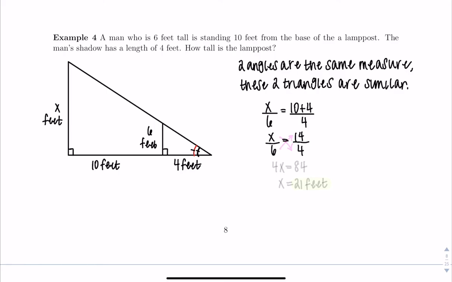We can cross multiply. So we get 4x equals 84, or x equals 21 feet. So our lamppost is 21 feet tall.